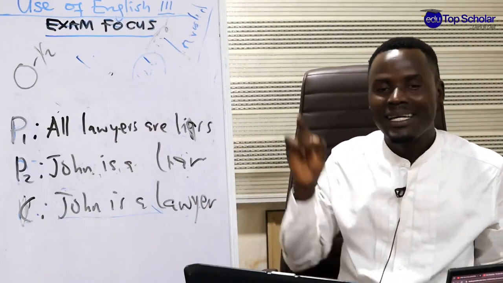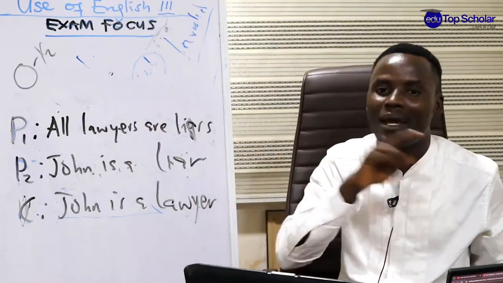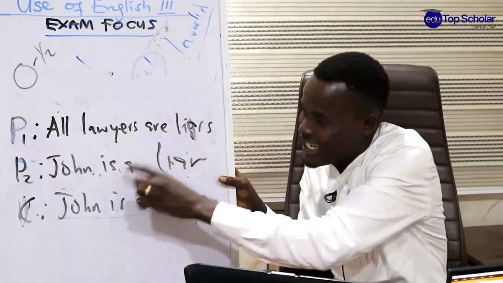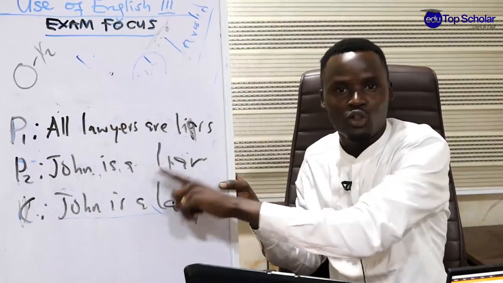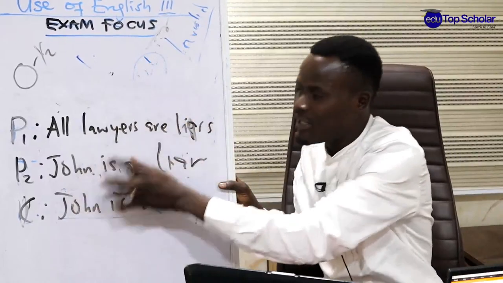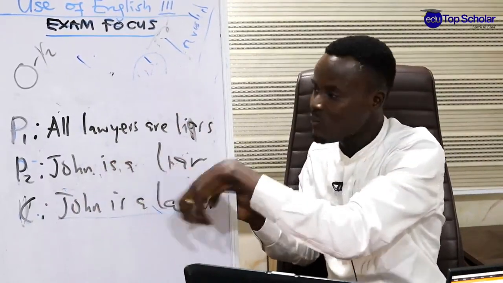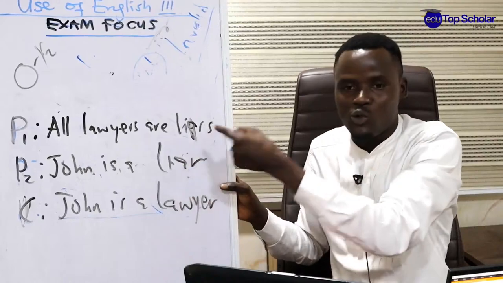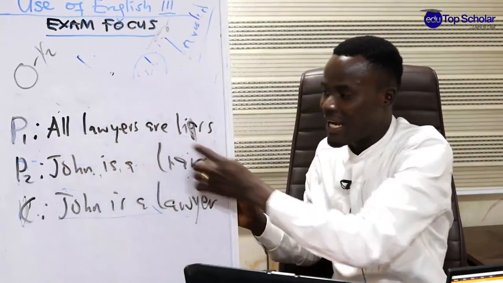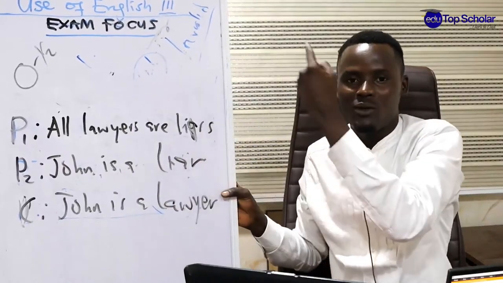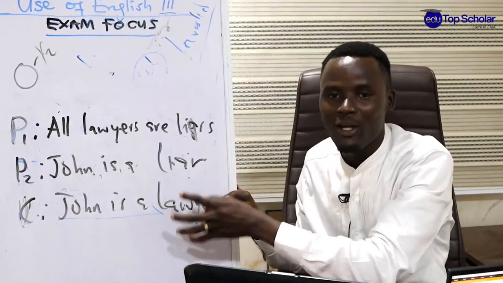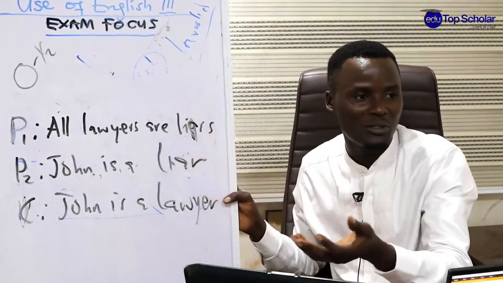Why is it invalid? It's invalid because John can be a liar and be a doctor. We have not said that John is a lawyer; the lawyers are the ones lying, not John. So if all lawyers are liars and John is not a lawyer, we cannot now say that John is also part of the team. It's not true. All lawyers are liars. John is a liar who can be a doctor. So it's not logical to imagine that John is a lawyer. John can be a liar and be a doctor, might not be a lawyer.